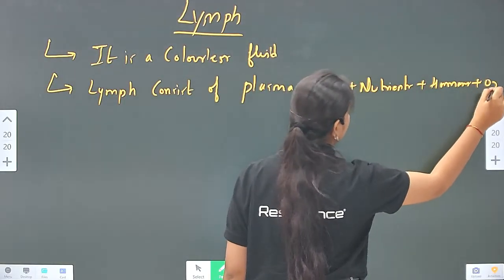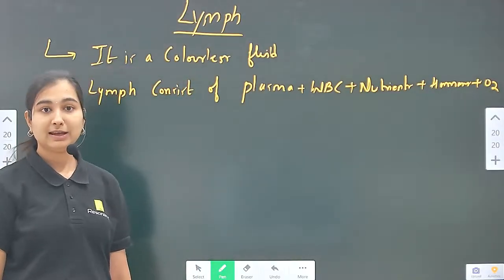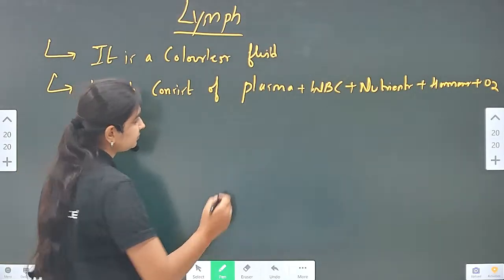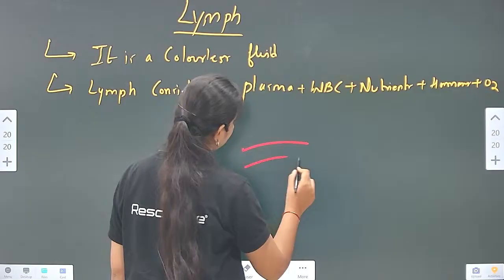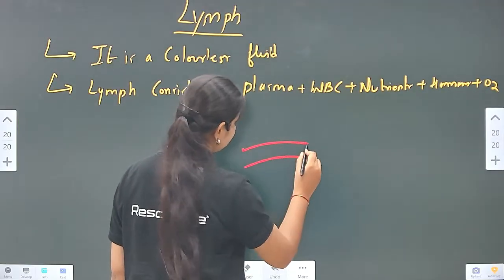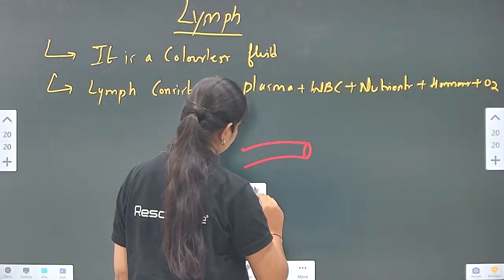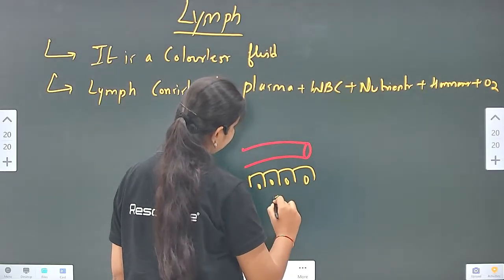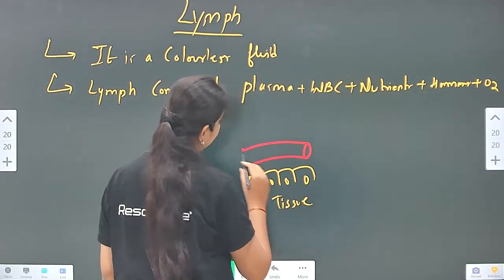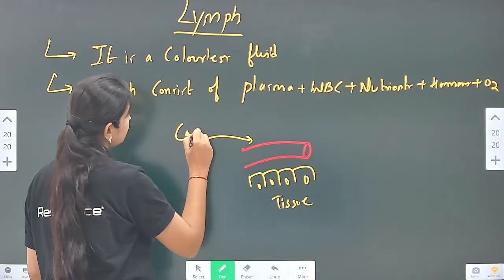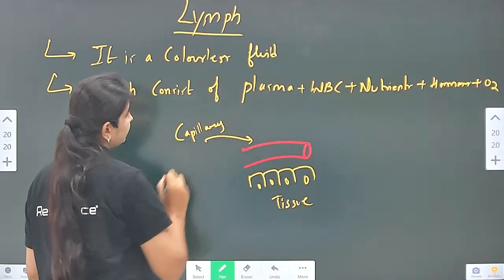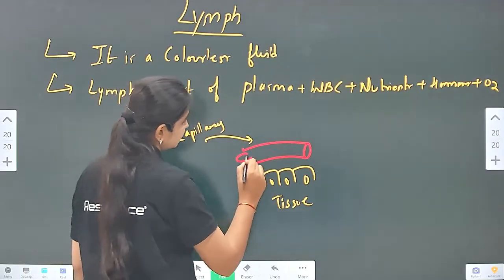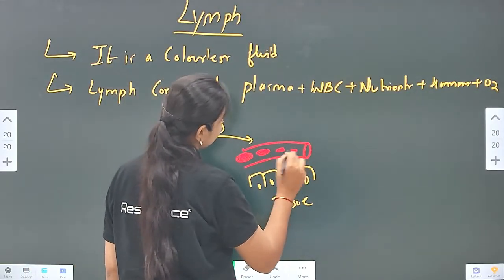Ma'am, how exactly is this lymph formed in our body? So let us try to understand this. Now students, please have a look here. Here we have an artery. And this is a tissue, and this is your capillary, which is carrying the blood inside it. You have the blood which is carried in this way.